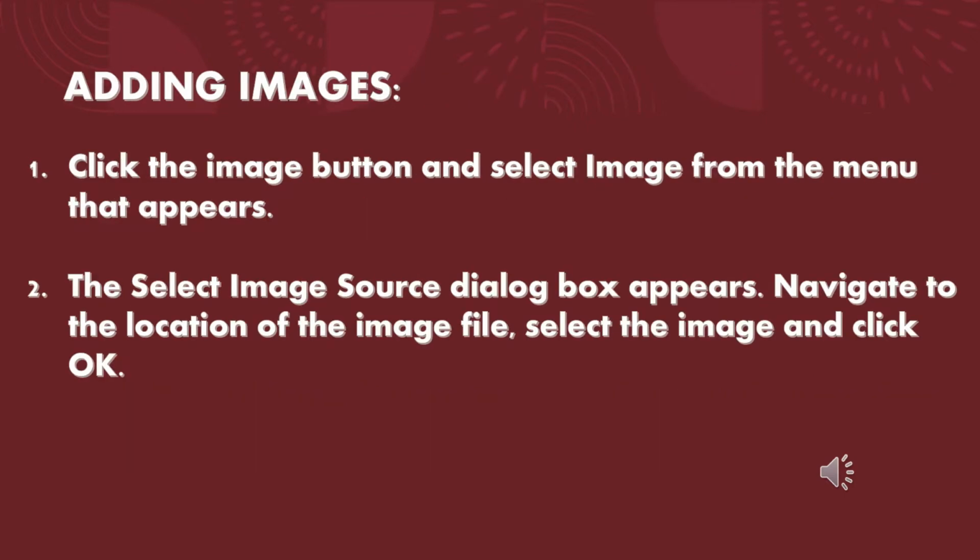Adding images. Place the cursor where you want to insert an image on the web page. The steps are: click the image button and then select the image from the menu. The Select Image Source dialog box appears. Navigate to the location of the image file. Select the image and then click OK.